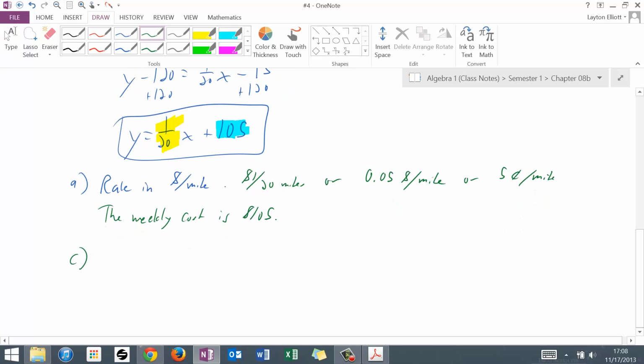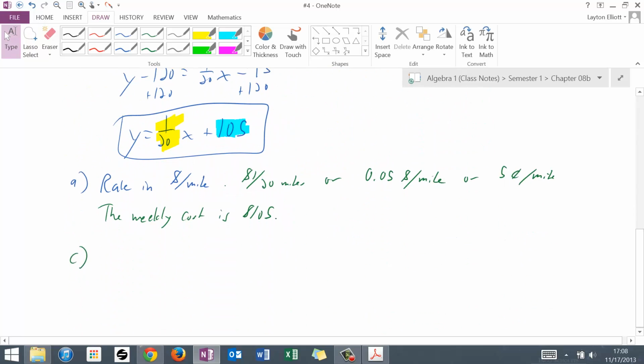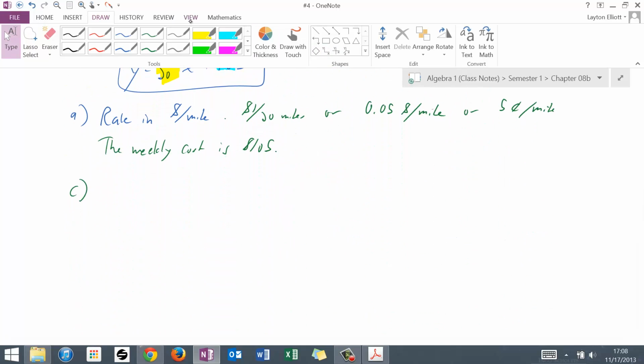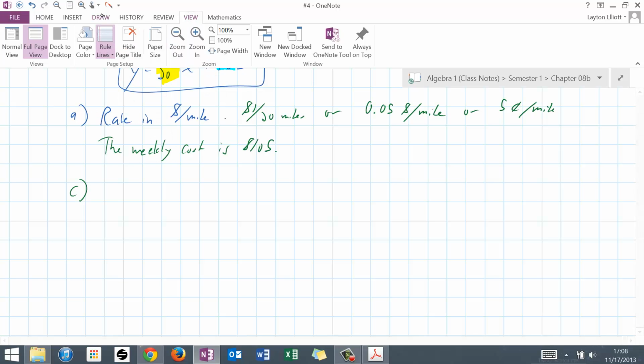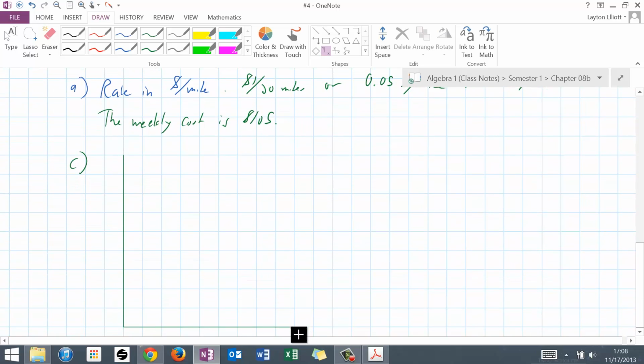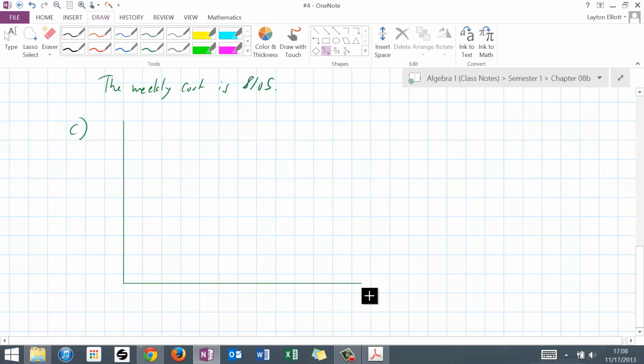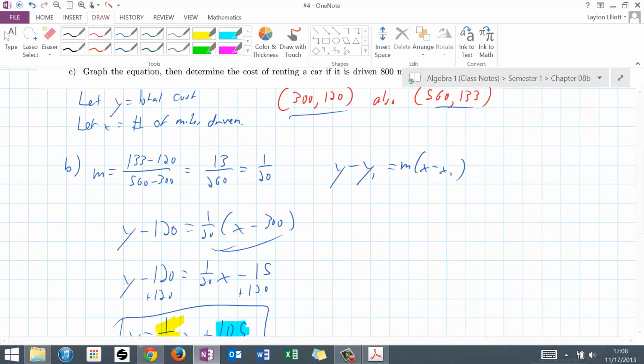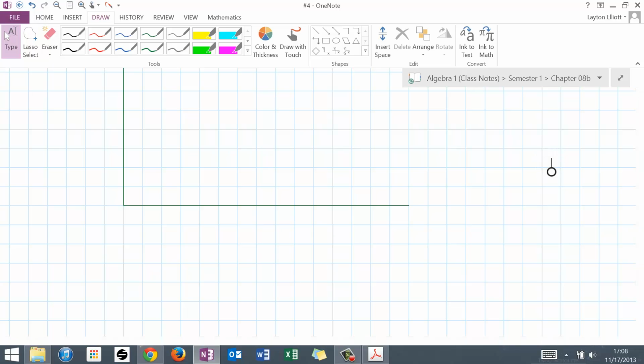Finally, it says, let's graph it. Graph the equation, so we're going to graph it. Let's turn the grid on. And it wants to know if it's driven 800 miles in a week. So we may have to make our x-axis a little bit bigger. What I'm going to do is make this 100, 200, 300, 400, 500, 600, 700, and 800. And then I'm going to set my 0 at the 105.